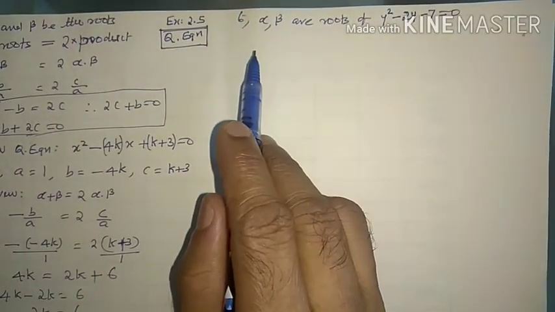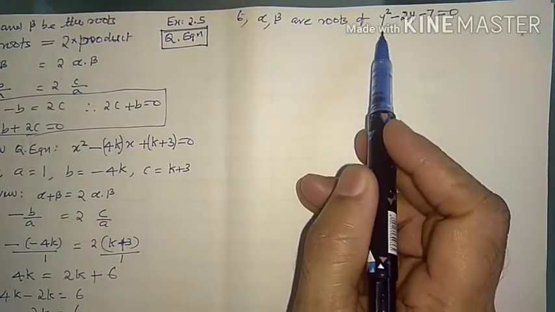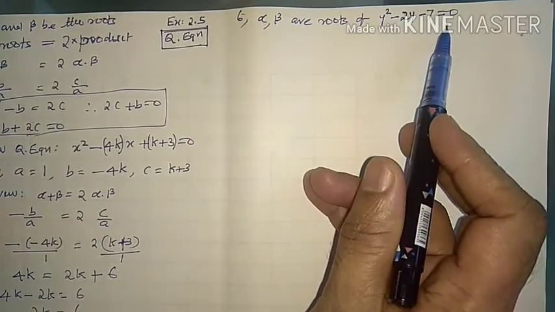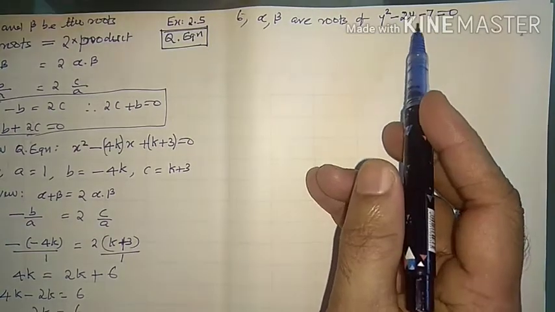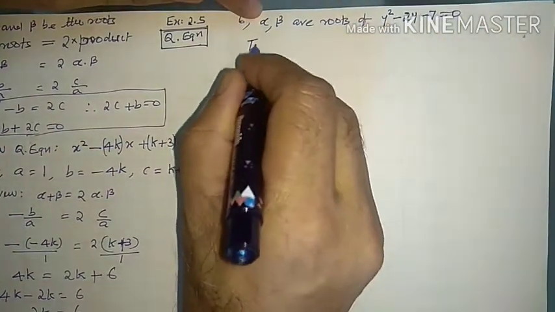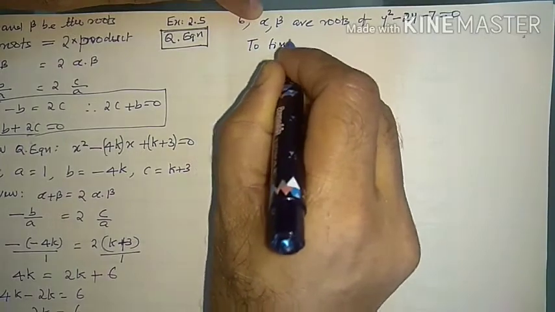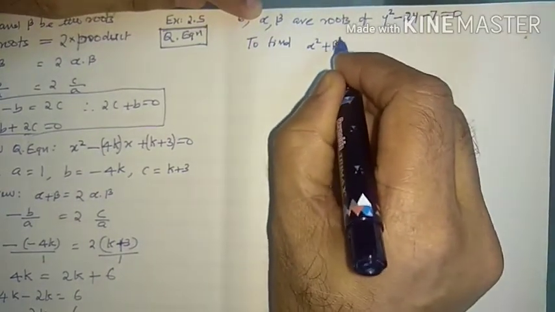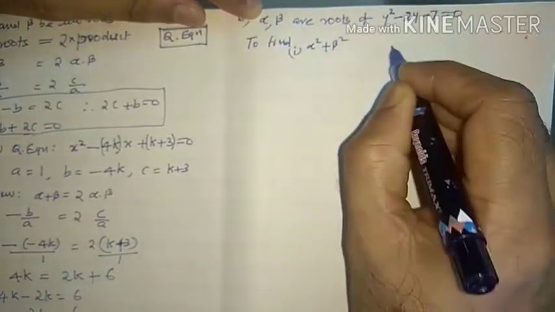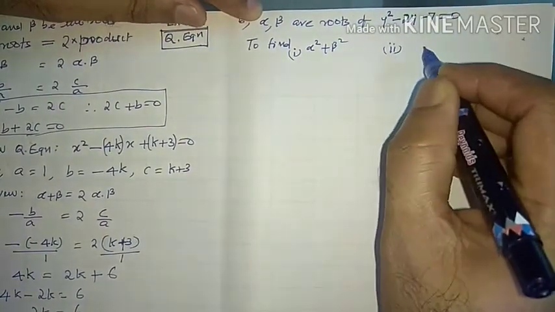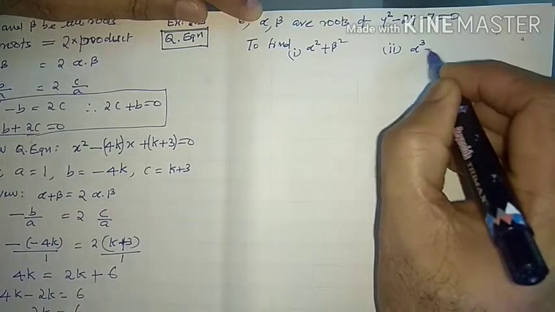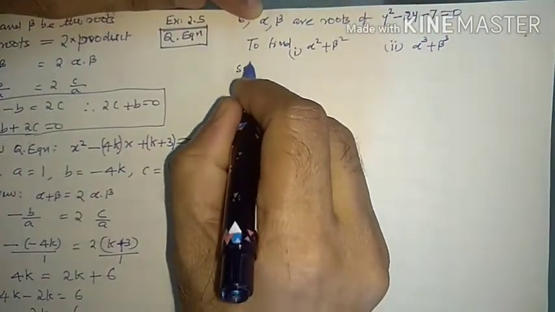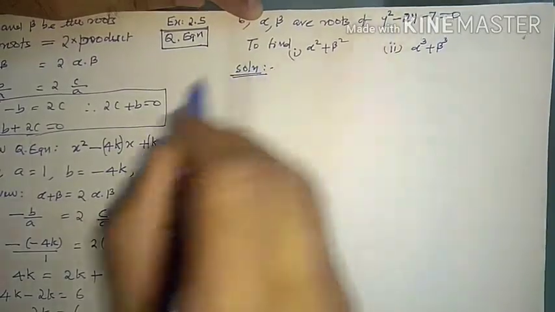Alpha, beta are roots of y square minus 2y minus 7 equal to 0. And we have to find alpha square plus beta square. This is the first part. Second part, we want alpha cube plus beta cube. We solve. So, solution.